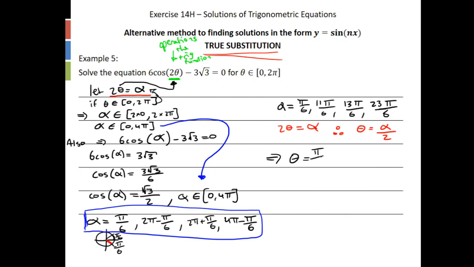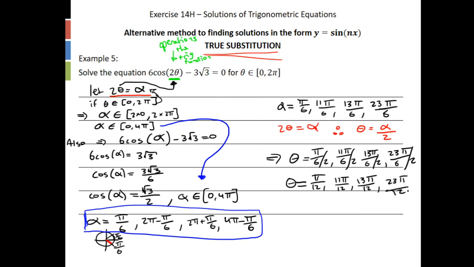to pi on 6 divided by 2, 11 pi on 6 divided by 2, 13 pi on 6 divided by 2, and 23 pi on 6 divided by 2. So we get our final solutions that make this work: pi on 12, 11 pi on 12, 13 pi on 12, and 23 pi on 12. And that's it.